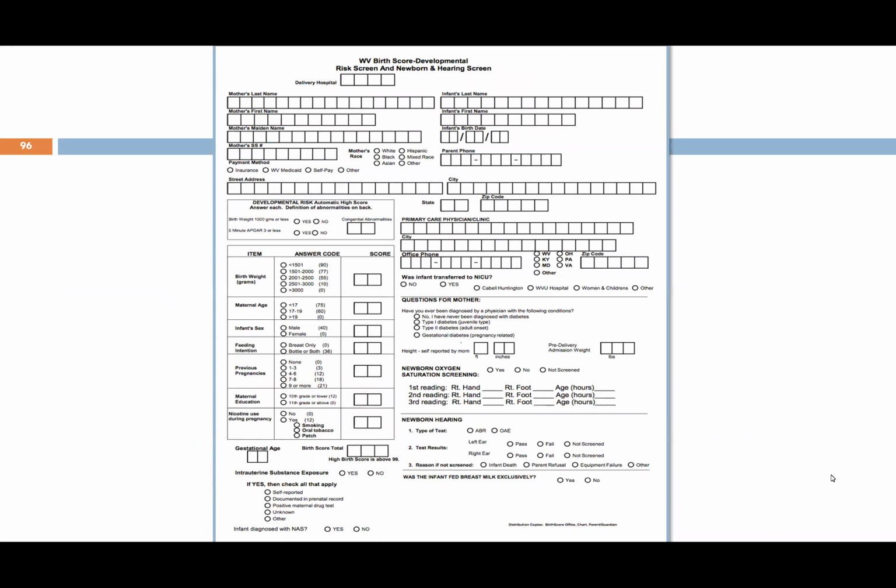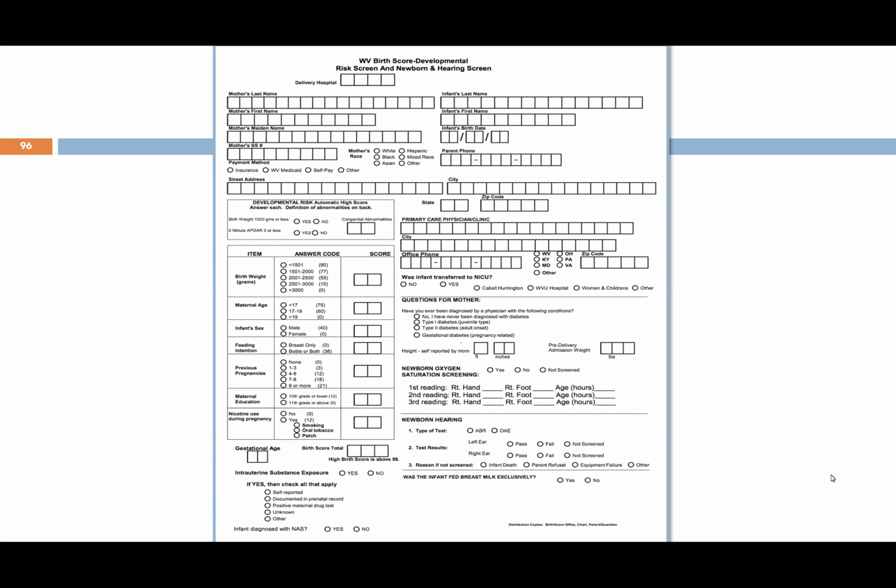So this is what the birth score looks like, if we were to have a paper version of it, which we actually will give to hospitals for them to put the data down and then enter it into either their EMR or the electronic portal that we've created.